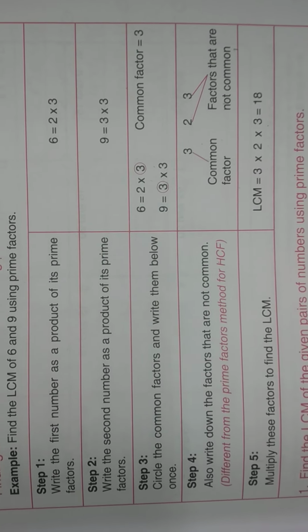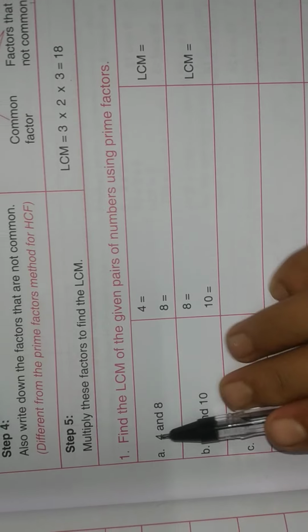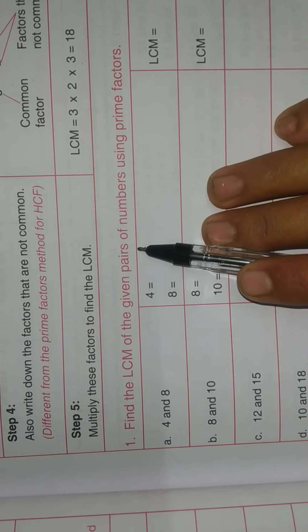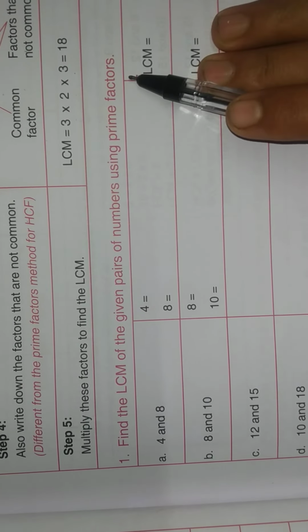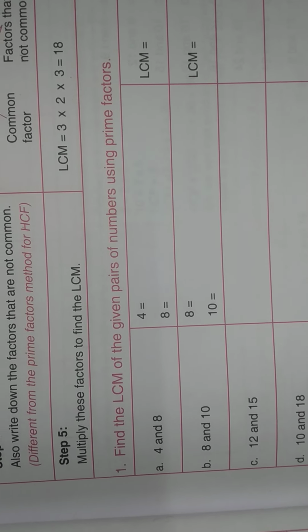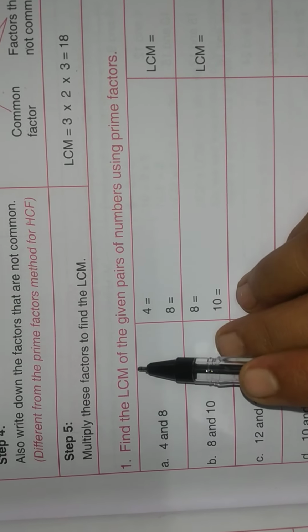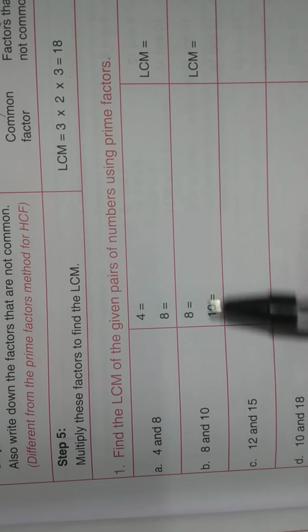Now we'll start the next question. The next question is: find the LCM of the given pairs of numbers using prime factors. Using prime factors, what do we have to find? LCM, lowest common multiple. Okay.